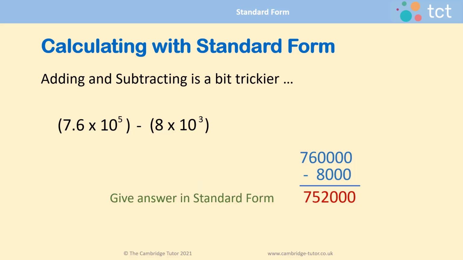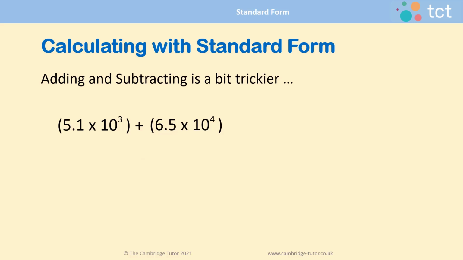752,000. Now we convert that to standard form. We move the decimal point. 1, 2, 3, 4, 5. That's 7.52 times 10 to the power of 5.